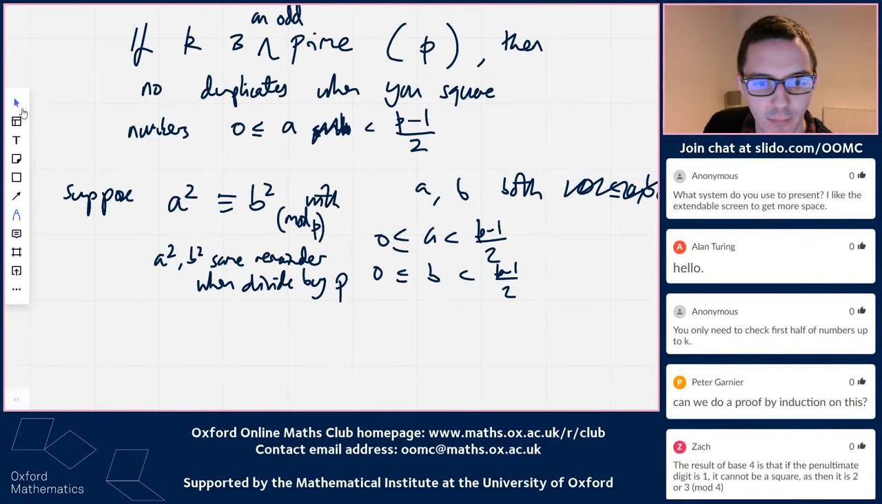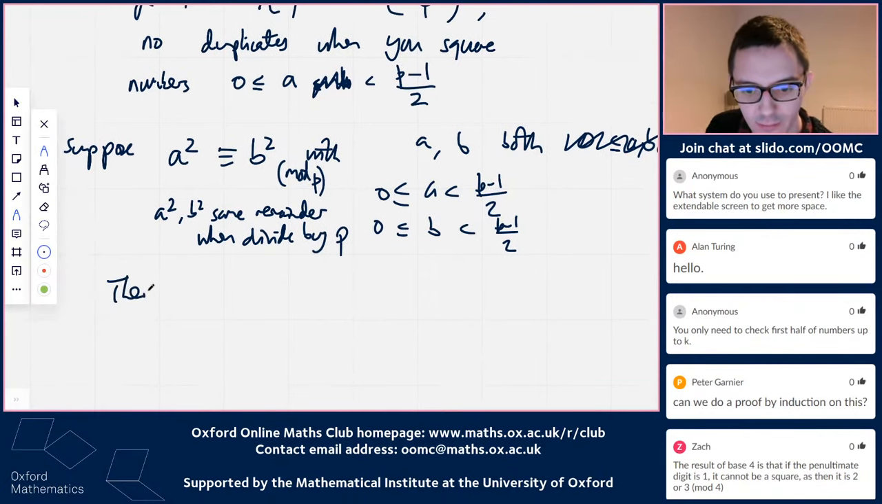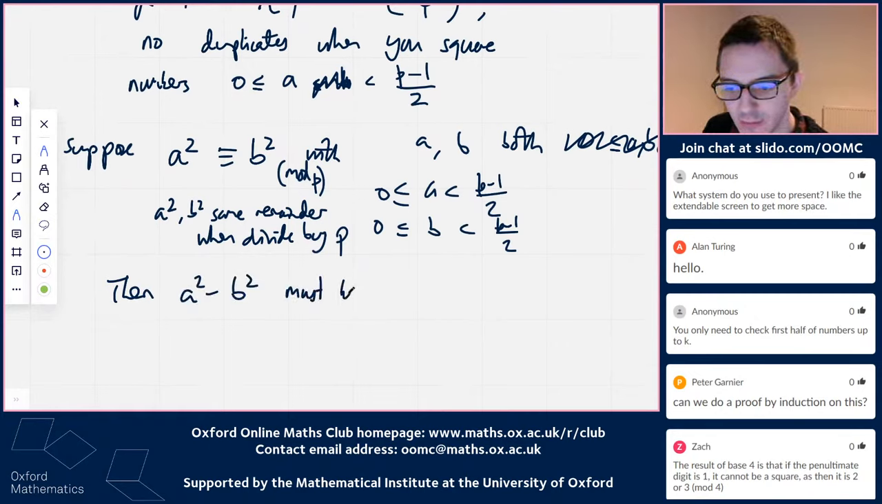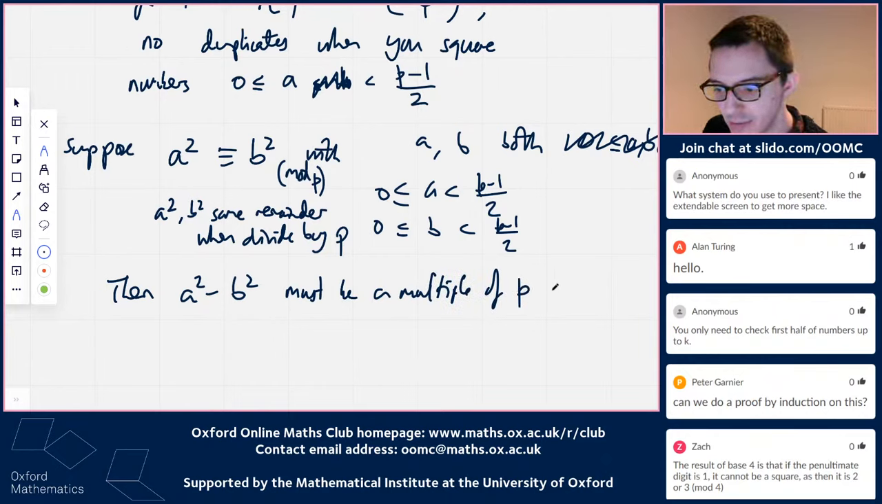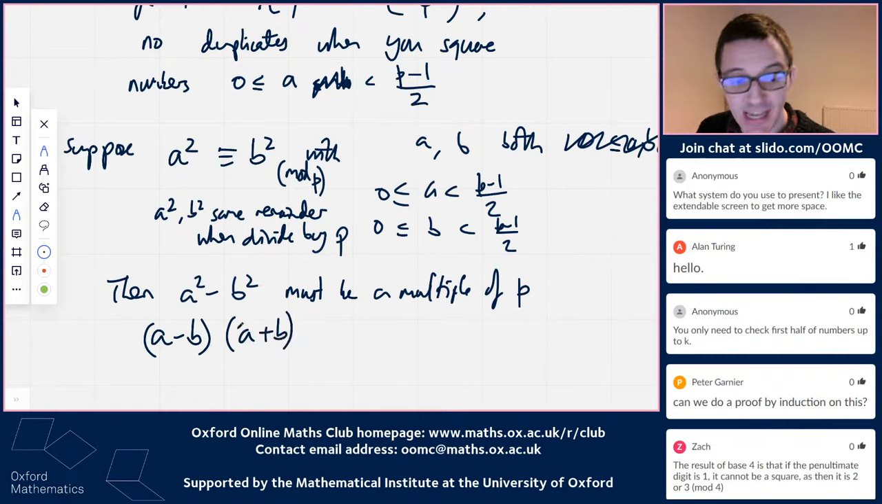Then a squared minus b squared must be a multiple of p. Because they've got the same remainder, when I subtract one from the other I'll get zero remainder. That's a multiple of p. But hang on, difference of two squares, that's a minus b times a plus b, and p is prime.